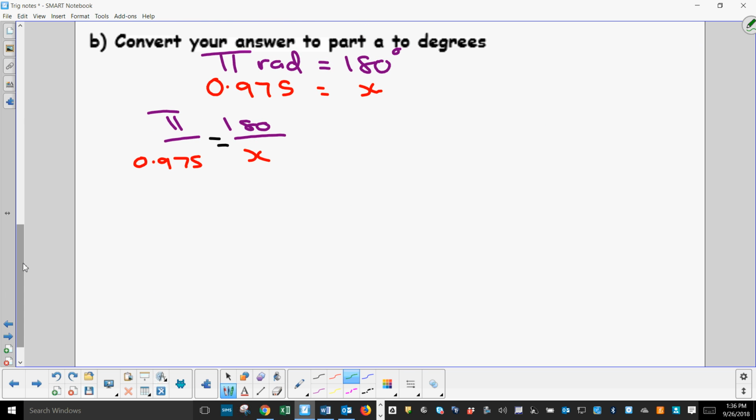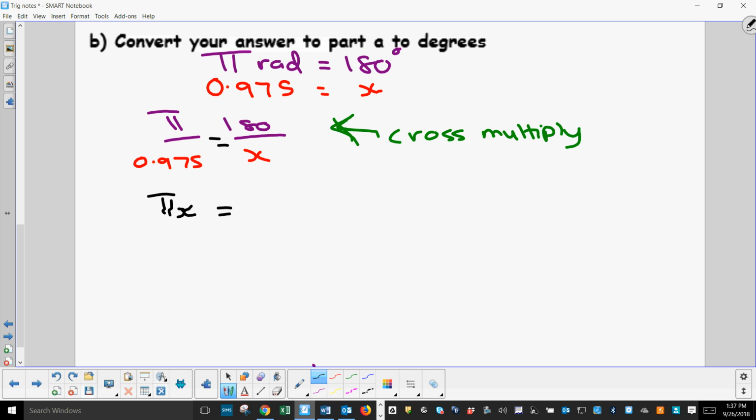So if you want to make a note again, you can cross multiply and solve for x. And then you probably get something like pi x equals 180 times 0.975. What is 180 times 0.975?